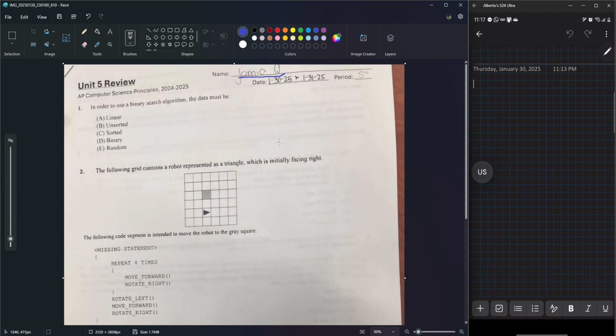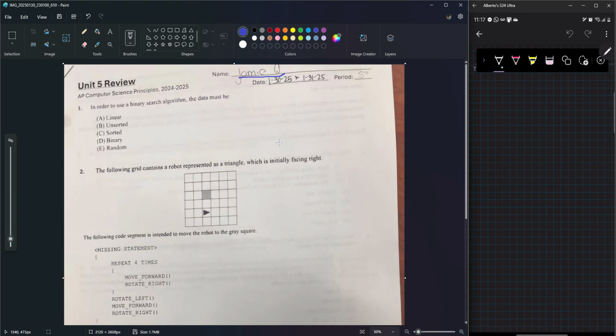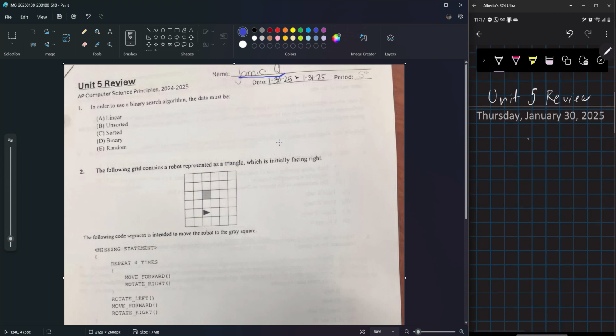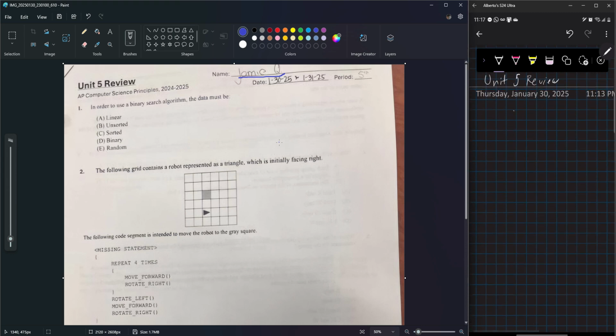On the side, I'll have here the notes, so you have the questions on the left. If I have to write anything or draw anything, I'll write here on the right because I can't write with the mouse. But yeah, so we'll start on the first one. In order to use binary search, so remember binary search, we went over it.